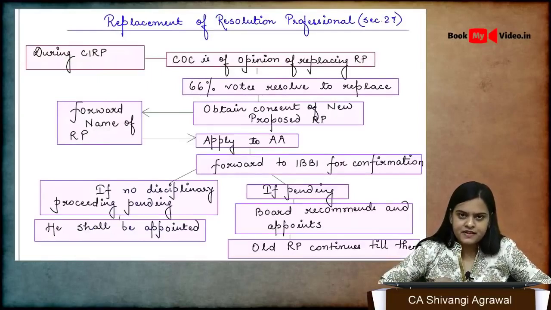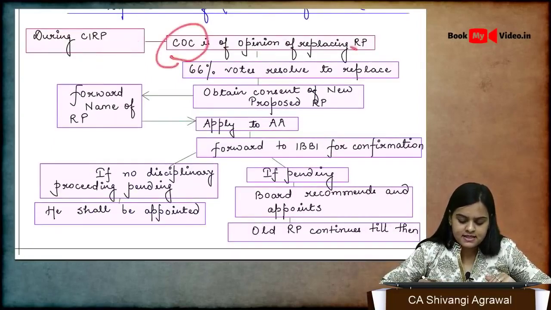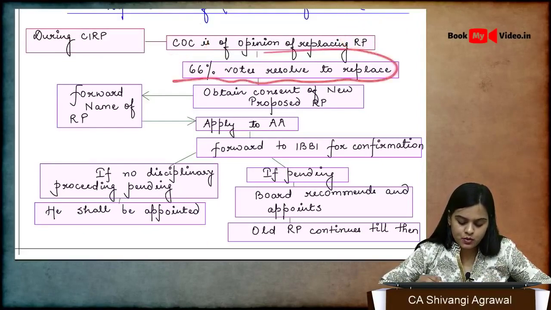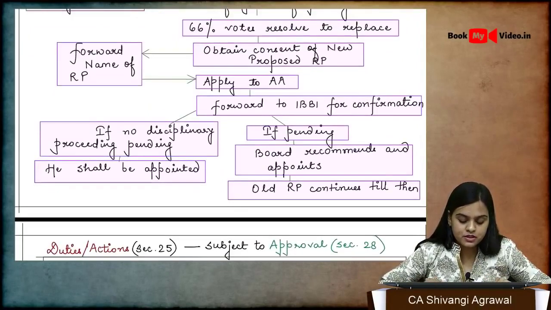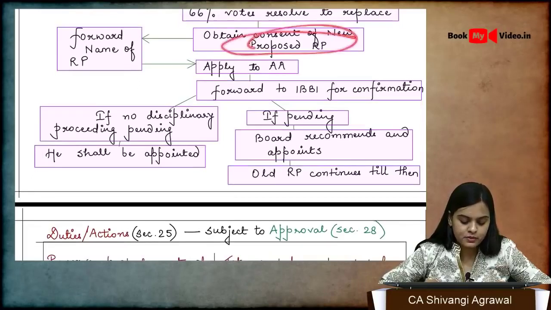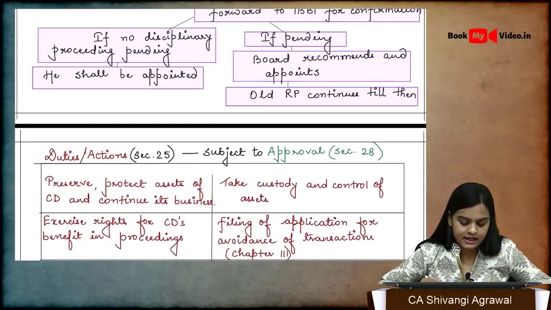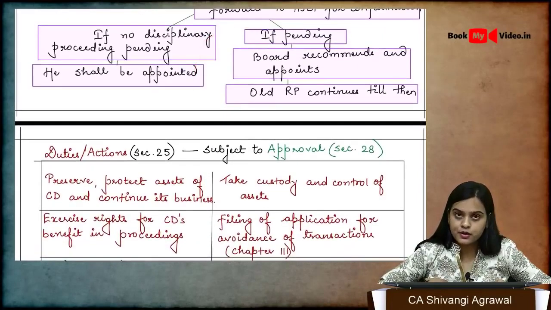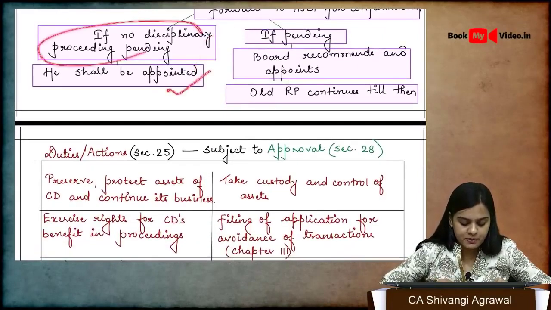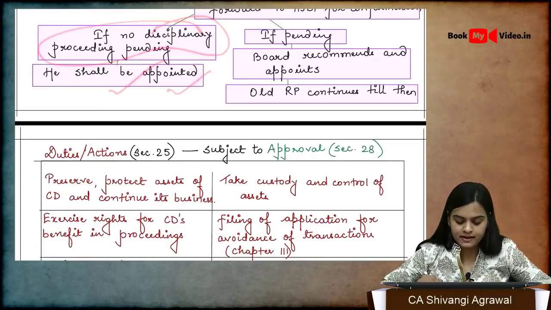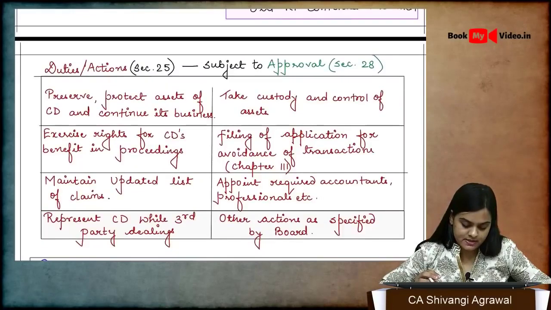During CIRP, if at any point of time COC finds that no, we don't want to continue with this RP, they can by 66% votes resolve and propose a new RP, obtain its consent, and forward the name to AA. It is going to forward the name to IBBI, and IBBI is going to confirm that no disciplinary proceeding is pending, so he shall be appointed. If it is pending, then board recommends a name. Okay, and he shall be appointed.